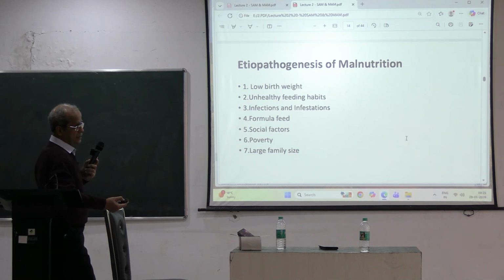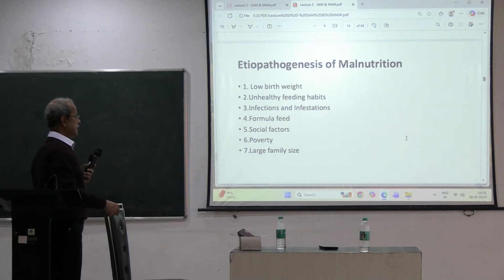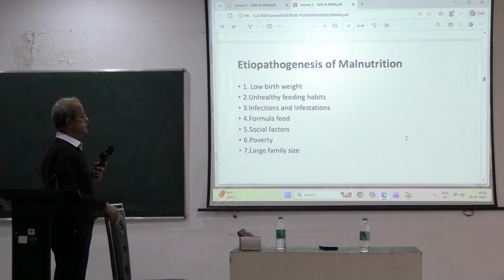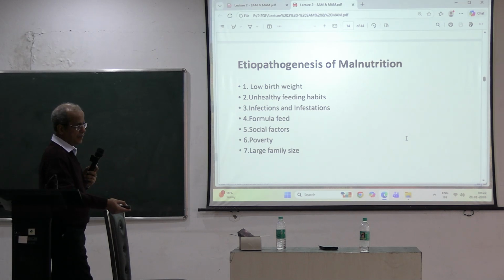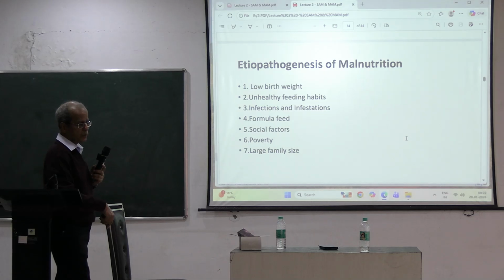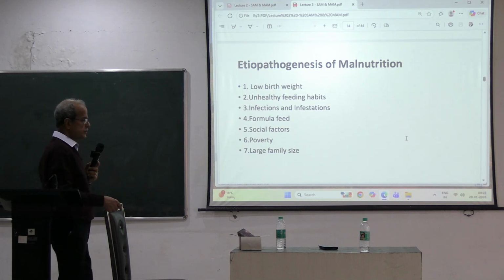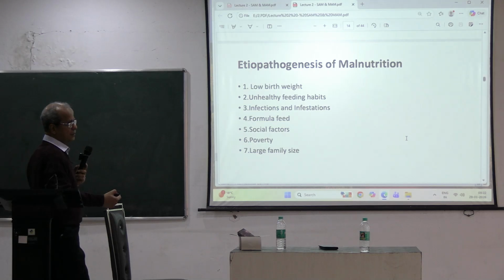Infections and infestations. If the child is not breastfed, he is very prone to infections. Bottle feeding and improper sterilization of bottles make the child vulnerable to infections and infestations. Formula feed is a dangerous thing because families often cannot purchase enough formula because of lower socioeconomic status, so they give just diluted formula milk, and lack of calories and protein makes the child undernourished. Social factors like high pressure advertisements on television by baby food companies, who want their product to be sold. Just viewing the TV or reels on mobile, they get the idea that mother's milk is not good, and they are pressurized to purchase formula milk.